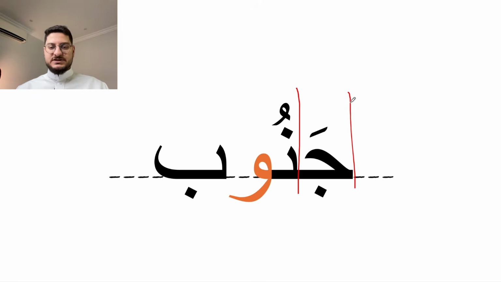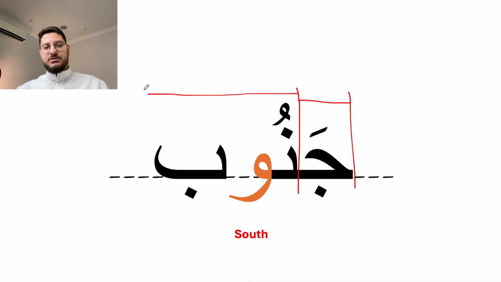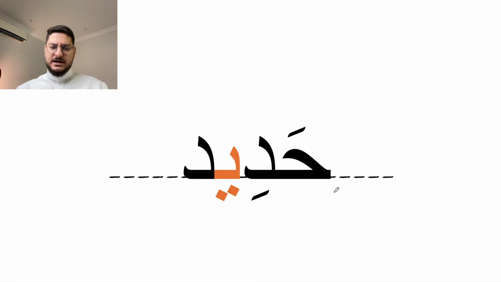So let's read the first syllable on its own. The wave with one dot below, that's ja. And then what do we have in here? We have this letter with one dot on top. This is the na, remember? And with this dhamma, it becomes nu. The waw makes it twice as long, so it's nu. And then a ba with no vowels is just noob, noob, ja, noob, janoob. And janoob means south.